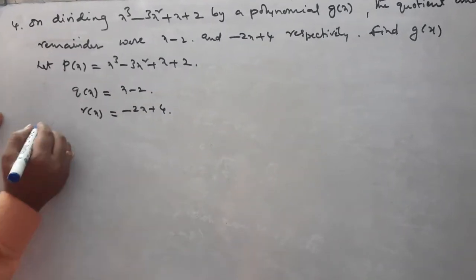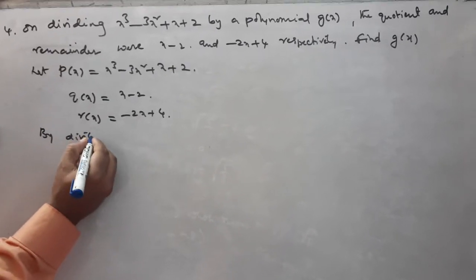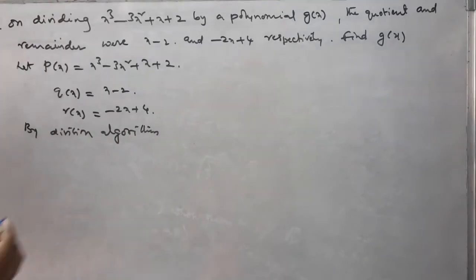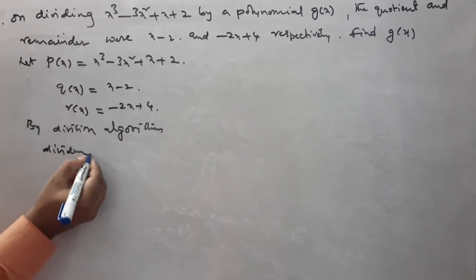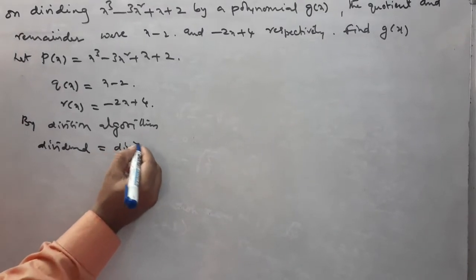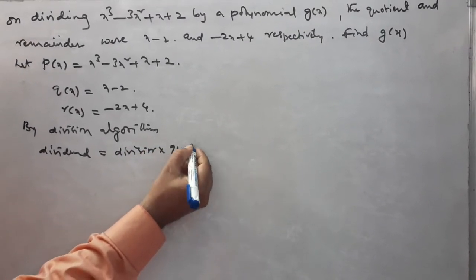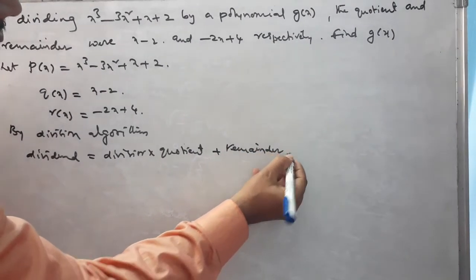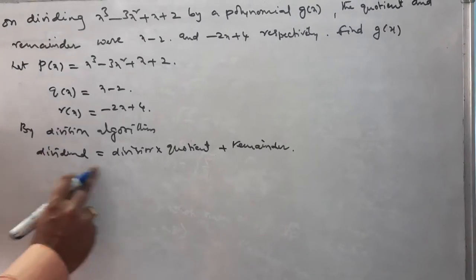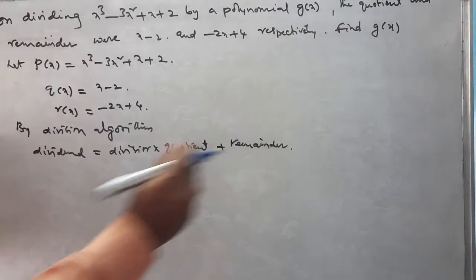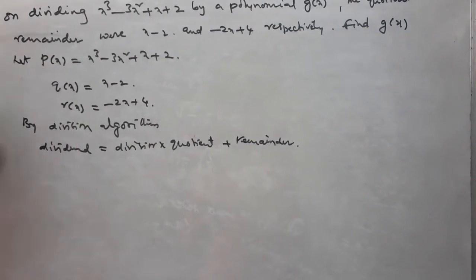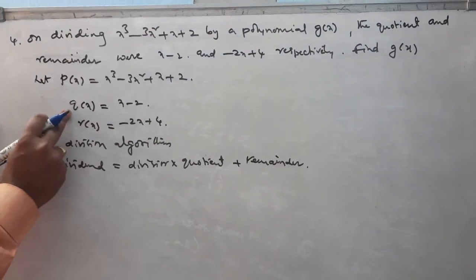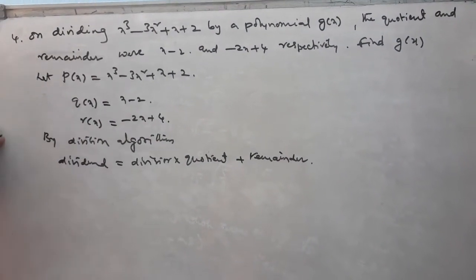We know that by the division algorithm we can write: dividend is equal to divisor into quotient plus remainder. What is our division algorithm? Dividend is equal to divisor into quotient plus remainder. Here p of x is the dividend, g of x is the divisor, q of x is the quotient, and r of x is the remainder.